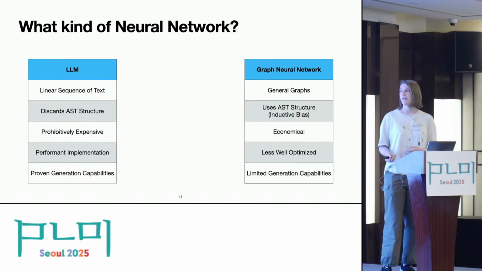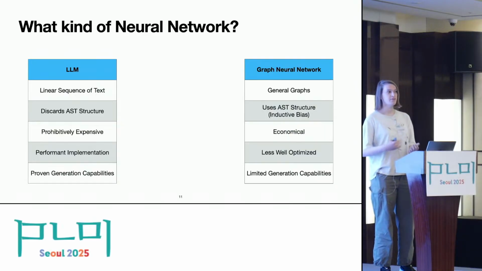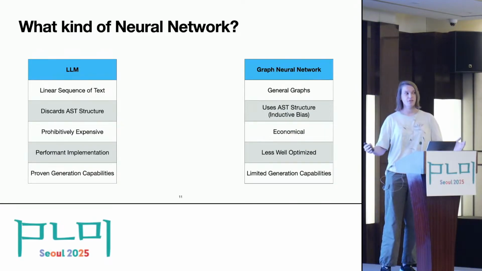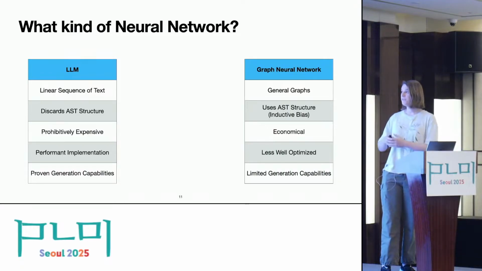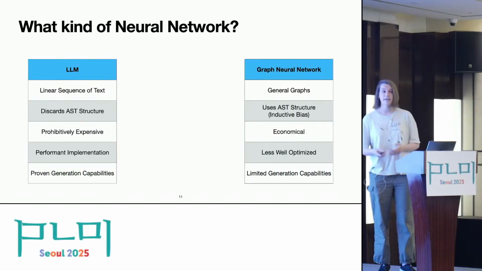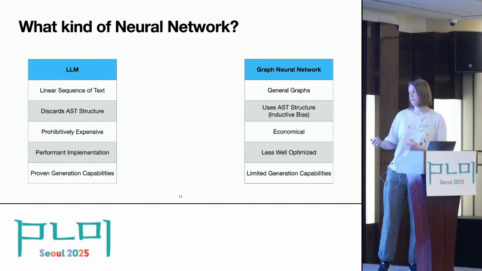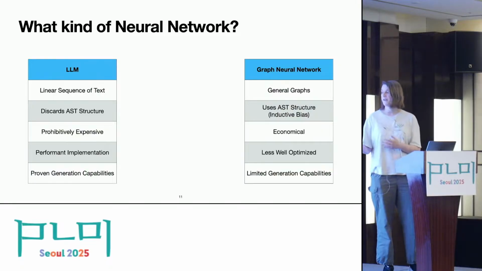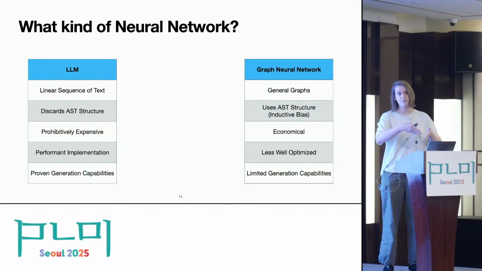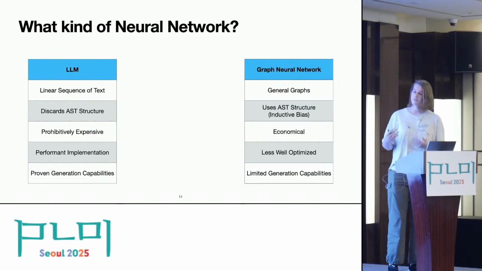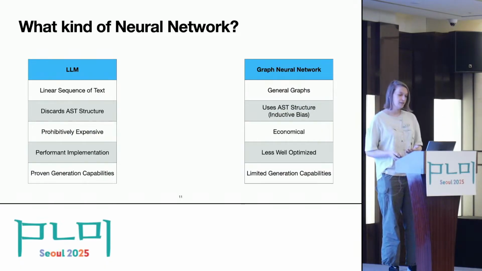On the other hand, we have graph neural networks when we go the other route and say, hey, we want something to take advantage of the structure. These work on general graphs. They can use the AST structure to some degree. They can be more economical when they're smaller and more dedicated to the problem. But less work has gone into optimizing these things. And also the generational capacity is somewhat limited, I'd say.